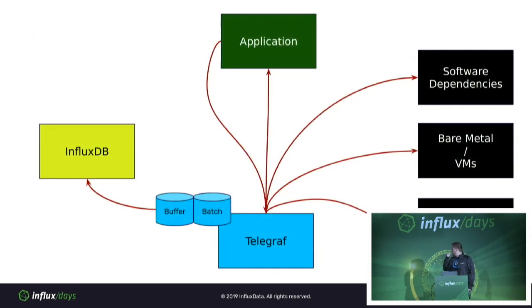So let's go back to our architecture diagram. So we have our software dependencies being scraped by Telegraf, and we have our application writing into Telegraf through one of the listeners. We have the batching and the buffering going to InfluxDB.